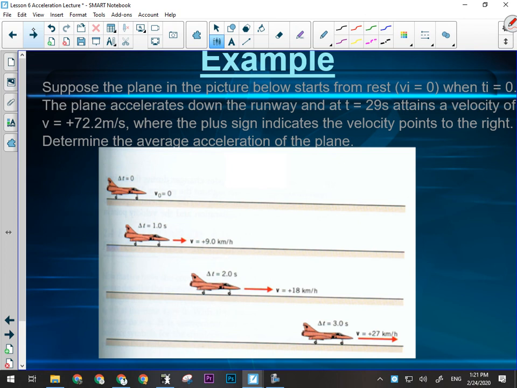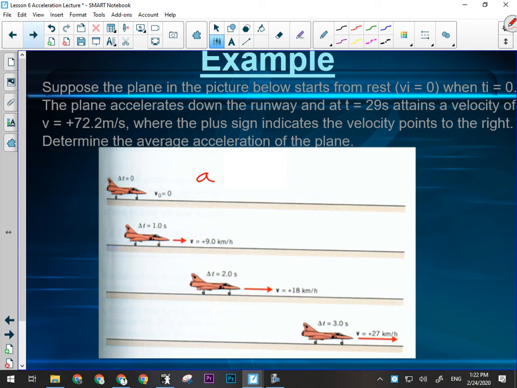Okay, so in an easy example here, like you would have learned in Science 10, if we've got this plane and it starts from rest, anytime something starts from rest, VI is 0. If it comes to rest, VF is 0. Rest always means it's stopped. So it's at rest at time 0. The plane accelerates down the runway and 29 seconds later is moving at 72.2 meters per second in a forward direction. We want to find the average acceleration of the plane.